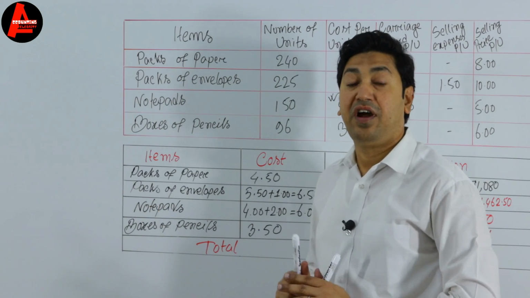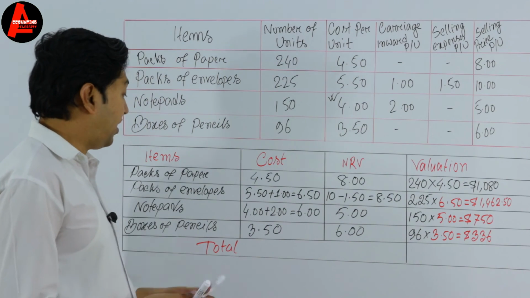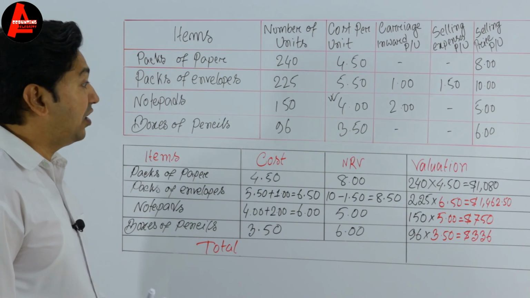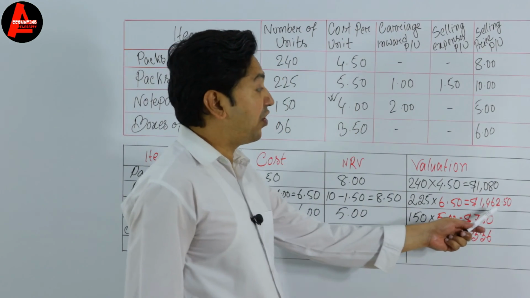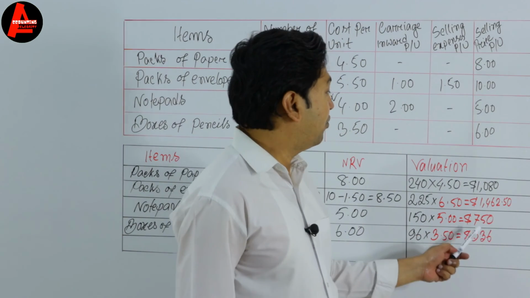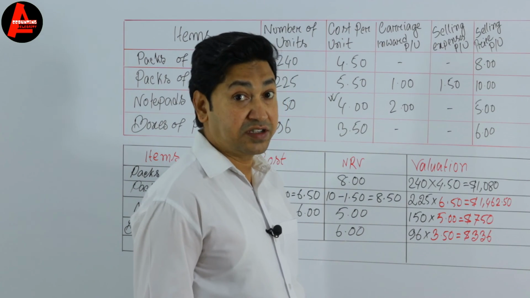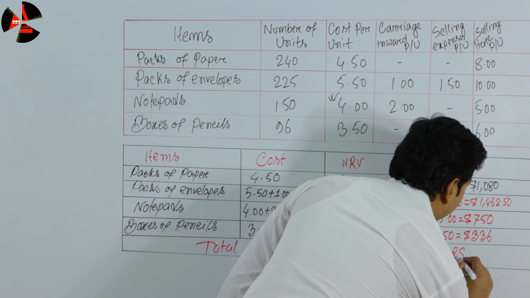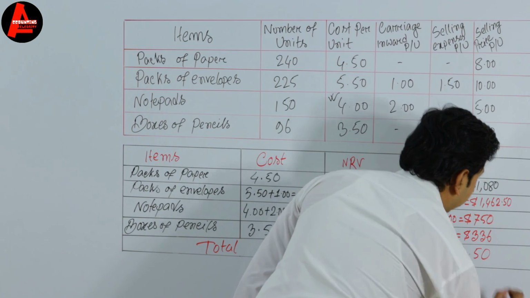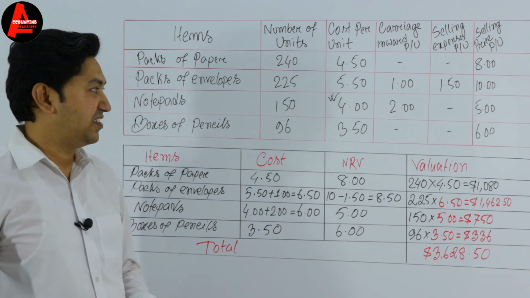Now in the question, it is our requirement to calculate the total value of these inventories, of these 4 items. So here we have to sum up. We wrote here total. So now 1080 plus 1462.50 plus 750 plus $336 equal to $3,628.50. So this is our answer here.